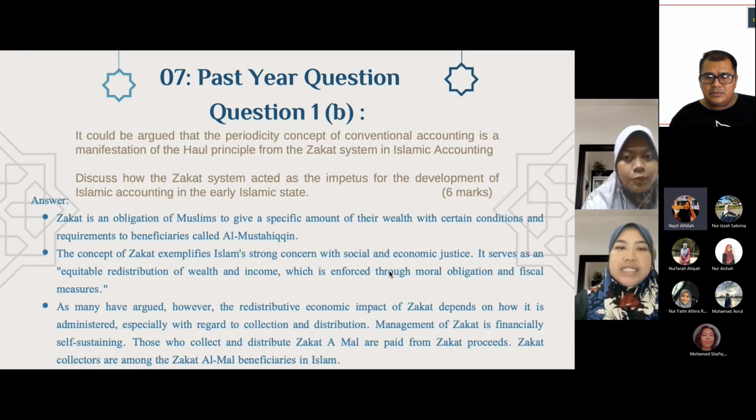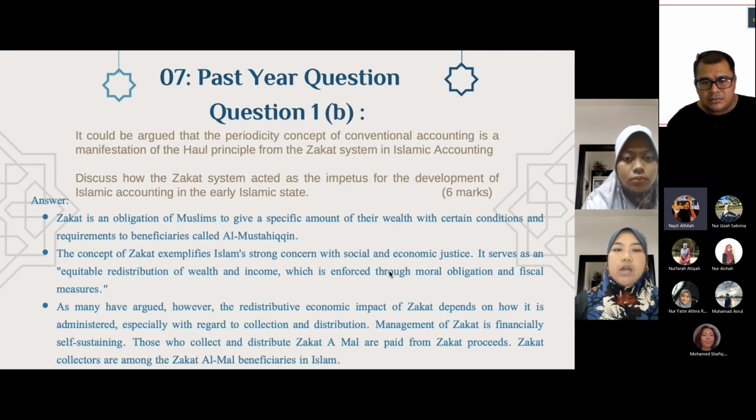For the answer, Zakat is an obligation of Muslims to give a specific amount of their wealth with certain conditions and requirements to beneficiaries called al-mustahiqqin. The concept of Zakat exemplifies Islam's strong concern with social and economic justice. It serves as an equitable redistribution of wealth and income, which is enforced through moral obligation and fiscal measures.